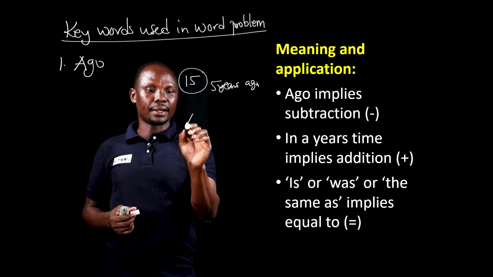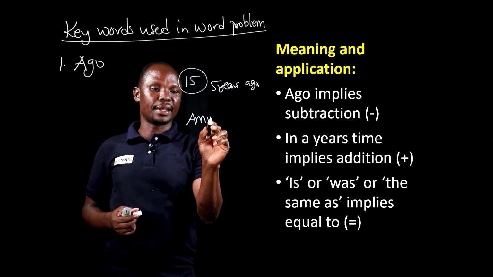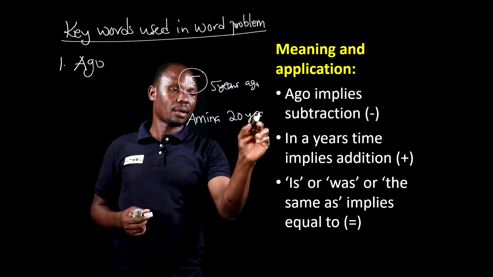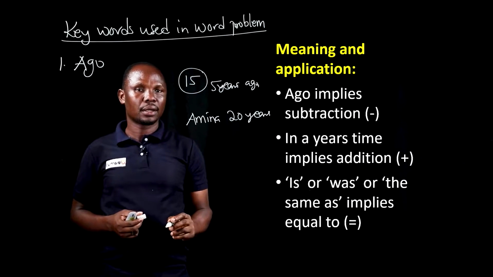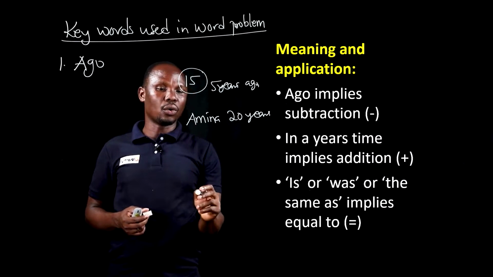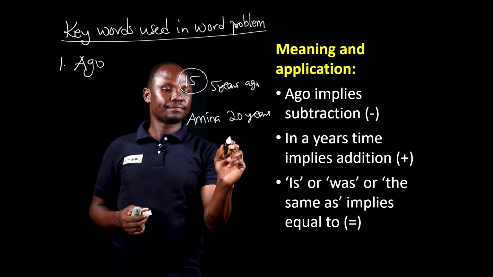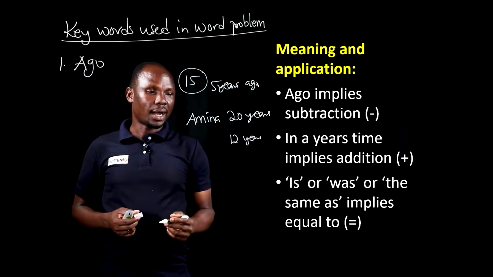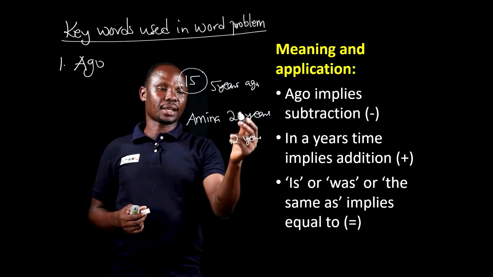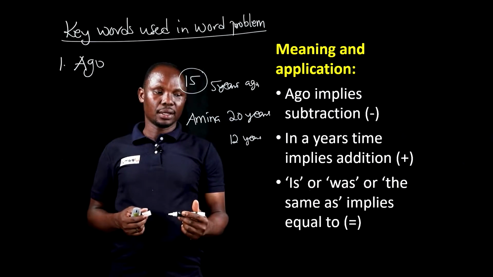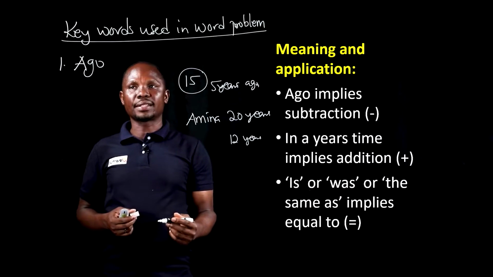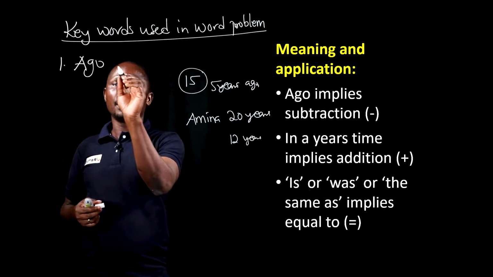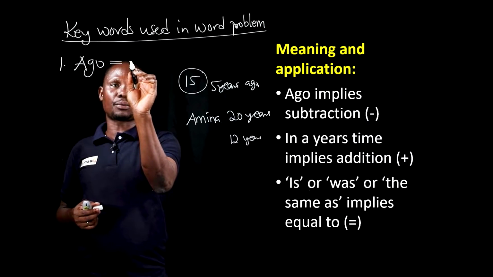If Amina is 20 years old now, 8 years ago, Amina was 12 years old. How did I arrive at the 12? I subtracted the 8 from 20. If that is the case, then ago, as used in word problems, means subtraction.